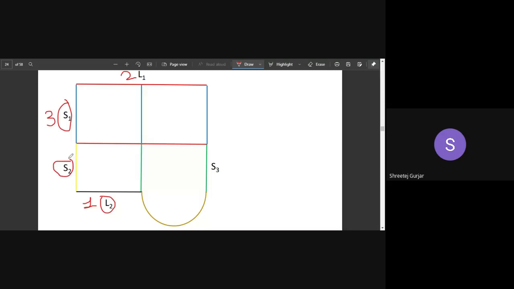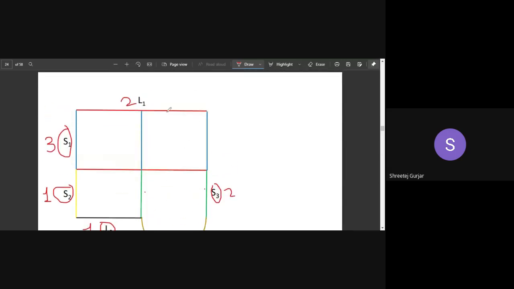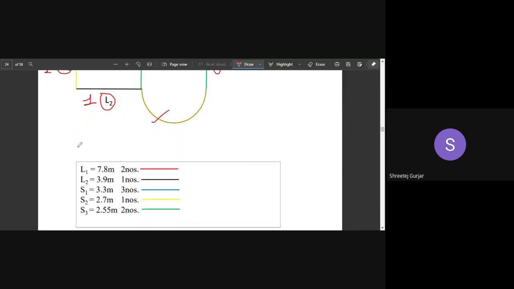Moving on to S2, we have considered only 1, and S3 we have considered as 2 in number. You can observe it in green color. So S2 is 1 in number, and S3 is 2 in number, and this is your individual curved length which we have calculated. All of these are center lines, center to center lengths, and I have represented them over here in different colors. So this is the length and this is the number.